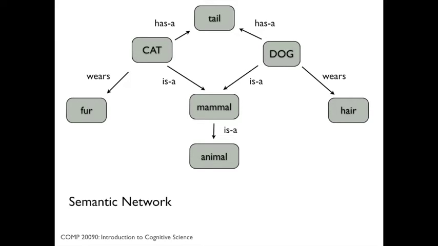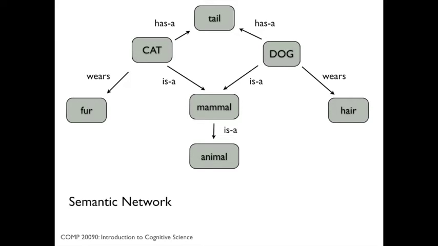Imagine this were much larger. This is obviously too small to be serious. But if this were much larger, then it's less redundant than the previous one where everything was listed explicitly. So I don't have to explicitly list here that a cat is an animal or that a dog is an animal. I can trace a path out because all mammals are animals. If I've noted that a cat is a mammal, then I can infer, the information is available to me that a cat is an animal. But it might take me longer to get at than the idea that a cat is a mammal.